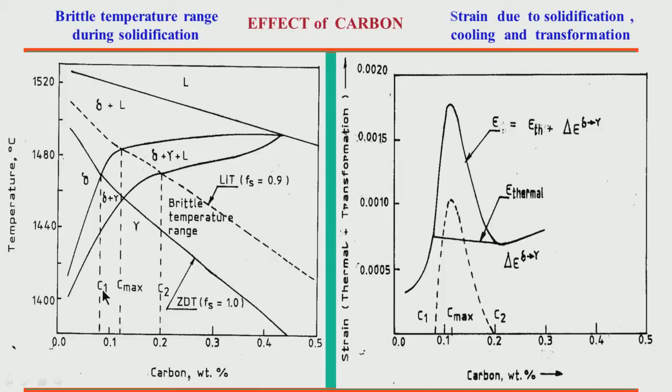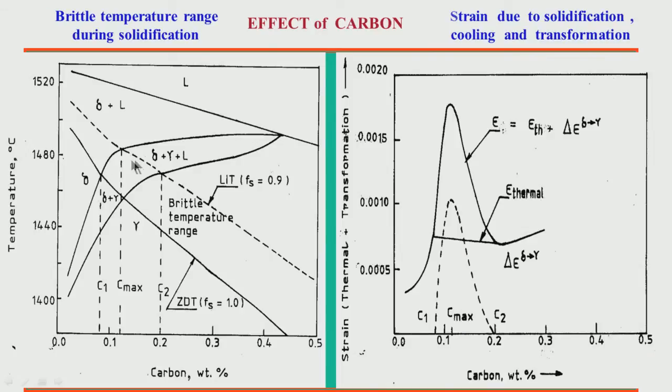So, this carbon region from C1 to C2 is the carbon concentration we have to be careful about, because why? What is happening? Any steel which is having carbon concentration within this region, delta to gamma transformation during solidification is taking place within the brittle temperature region. So, this is a very critical concentration region we have to be careful about, because there is scope for crack formation for this concentration region, and this concentration incidentally is around 0.1% carbon. It starts slightly lower than 0.1 and continues up to say about maybe 0.2.